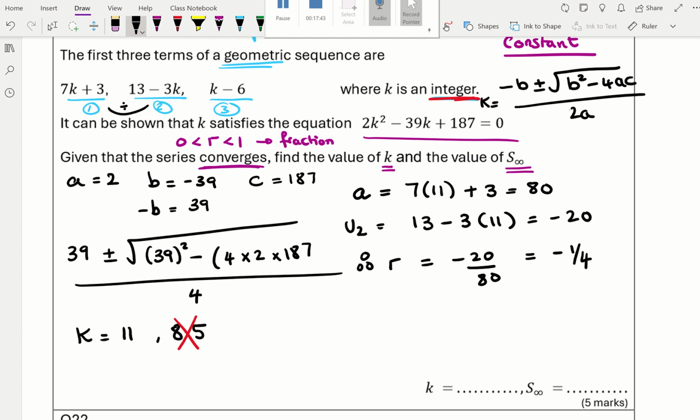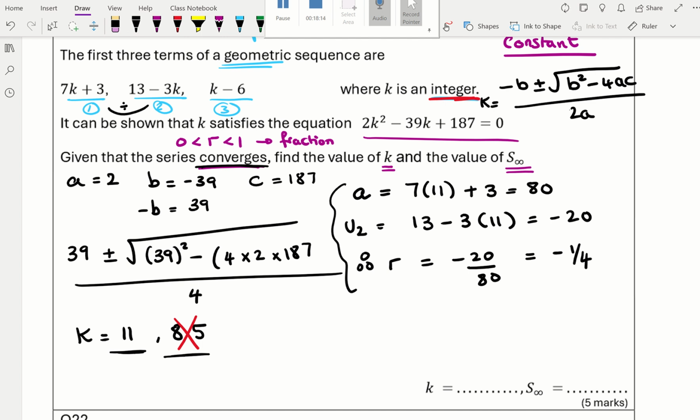Now, you know that this works because we know that the series converges, which means that r is a fraction. If you get a value of k, let's say you get two whole numbers and you don't know which one to choose, you would substitute it here and find r, and the value of k that gives you r as a fraction is the value you choose, because the series converges.